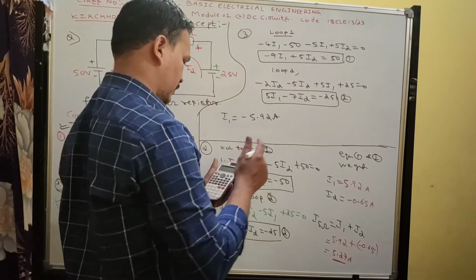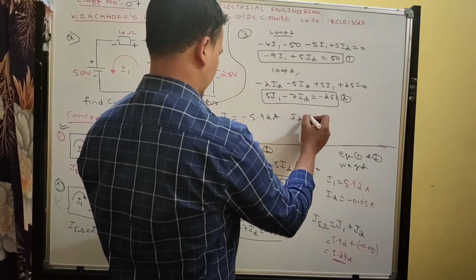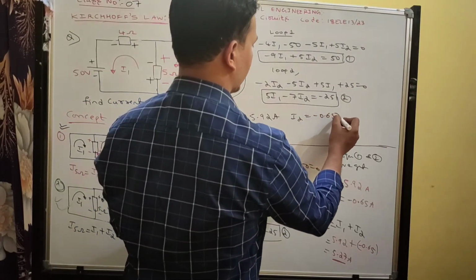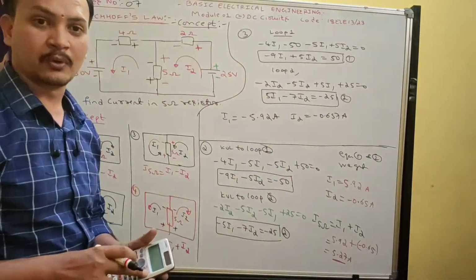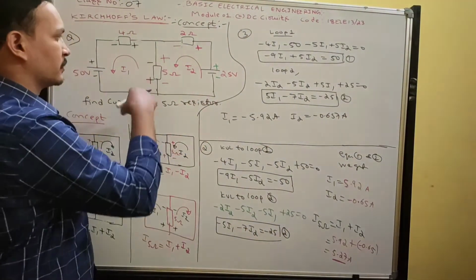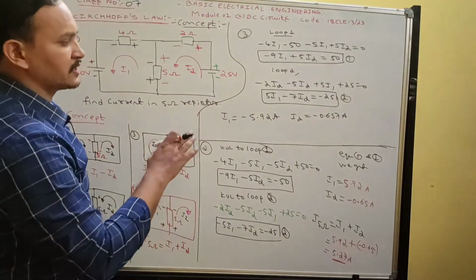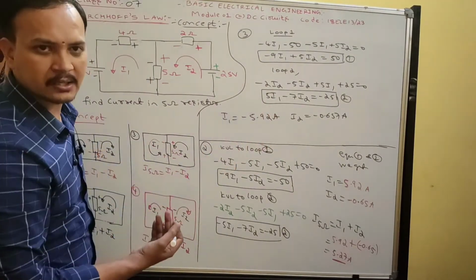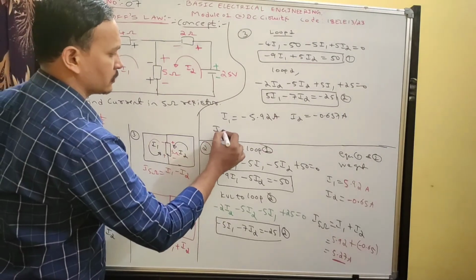What about I2? Again, I2 is minus 0.657 amperes. See, I got both directions wrong. Okay, both my assumed directions are wrong. If you change the direction, you will get both positive currents. So next, what is the current flowing through the 5 ohm resistance?